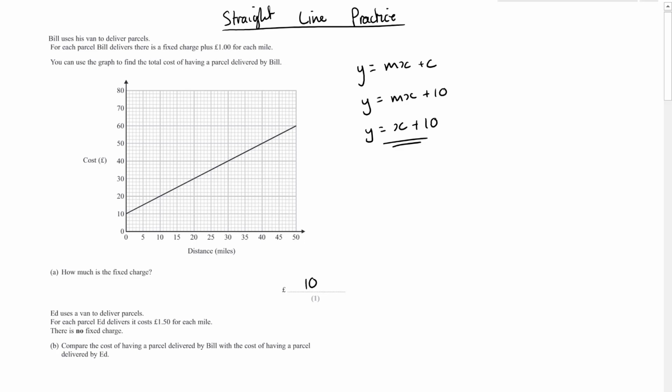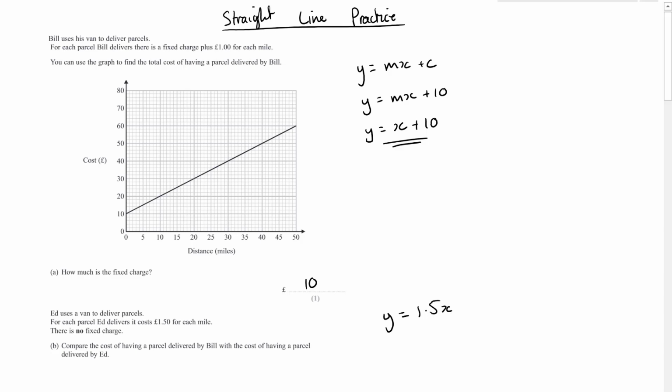Then Ed uses his van to deliver parcels. For each parcel Ed delivers, it costs £1.50 for each mile, but there is no fixed charge. Compare the cost of having a parcel delivered by Bill with the cost of having a parcel delivered by Ed. So Ed's equation is y is equal to 1.5x, because for each mile that he's traveling, he has to add an extra 1.5. x is the number of miles, so if we have 1 mile, he pays £1.50. If he travels 2 miles, he pays £3. 4 miles, he pays £6, and so on.